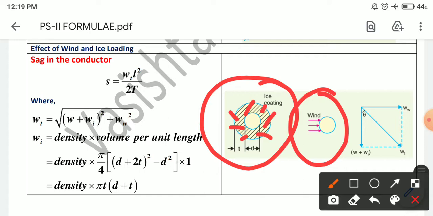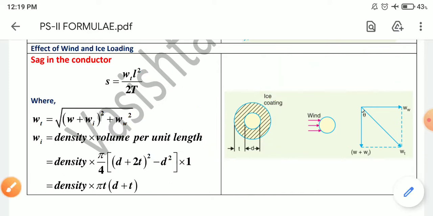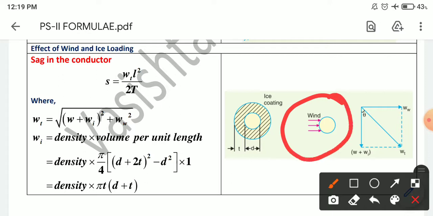This will increase the diameter of the conductor by t on each side, therefore the total diameter increases by 2t. The total diameter becomes d plus 2t, where t is the thickness of the ice coating. And because of the wind, the conductor position can be changed. From these two figures we can observe that the ice loading, the weight of ice, acts downwards and the wind force acts horizontally.